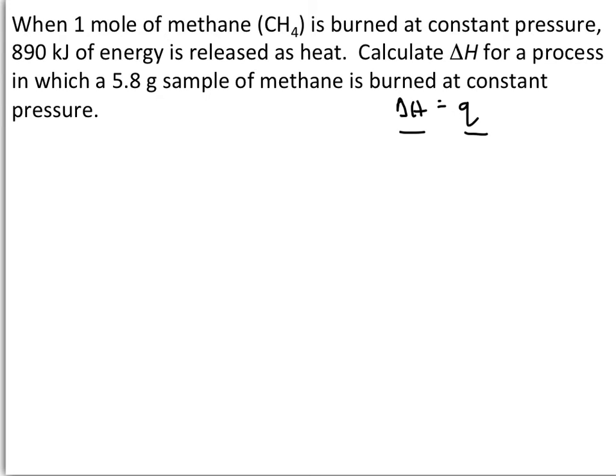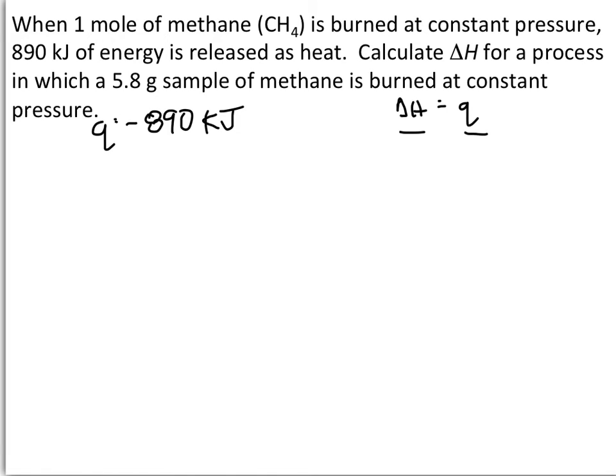So let's first of all look at what they have given us. They told us that 1 mole of methane is burned at constant pressure and that 890 kilojoules is released from the burning of that 1 mole of methane. So when it says energy is released as heat, we know that our Q value is equal to negative 890 kilojoules. Why do we know that? We know that it's negative because the heat is being released. It's exothermic. So Q is leaving the system. Heat is leaving the system.